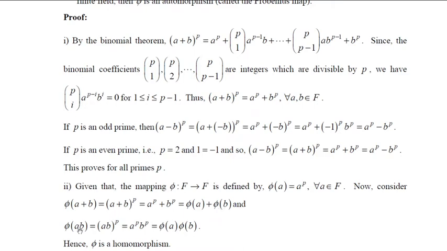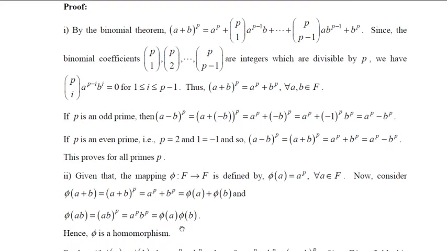Now let's go for the second one. The image of ab under the mapping phi is, by this, (ab) whole to the power of p. But this can be written as a to the power of p into b to the power of p. But a to the power of p is phi of a and b to the power of p is phi of b. Therefore both the conditions of homomorphism are satisfied. Therefore phi is a homomorphism of F.